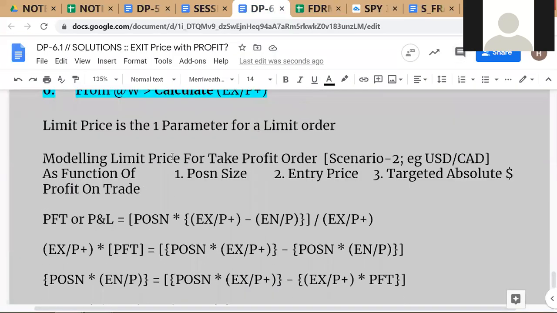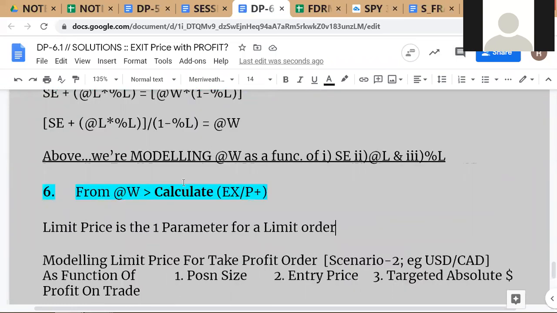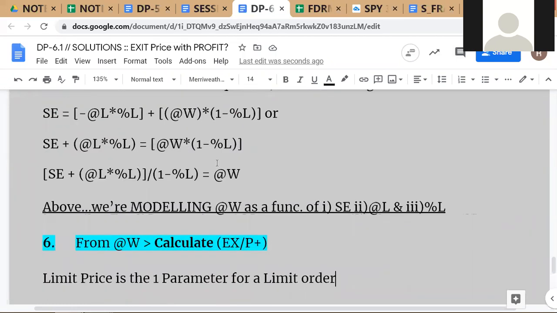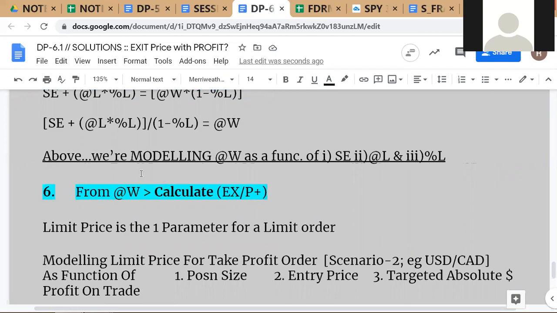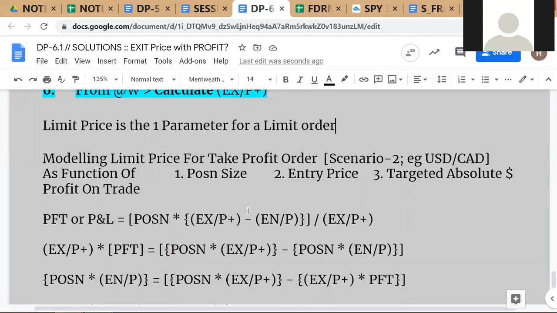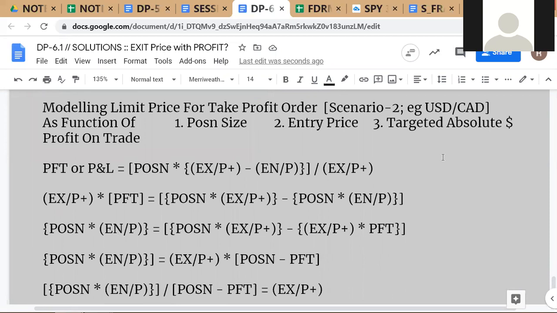So here we are modeling limit price for the take profit order as a function of, in this case, average win. How do we do this? We go back to scenario 2 in our IPM calculations, which we did last semester, where we modeled the trade PNL, very simple.